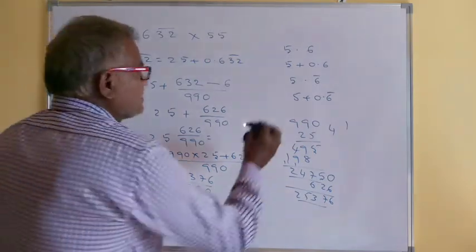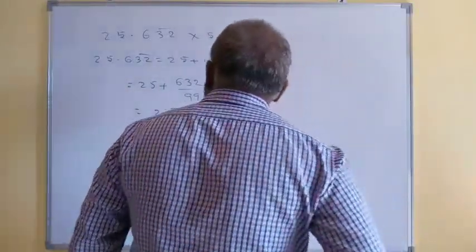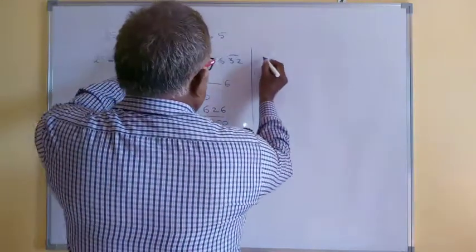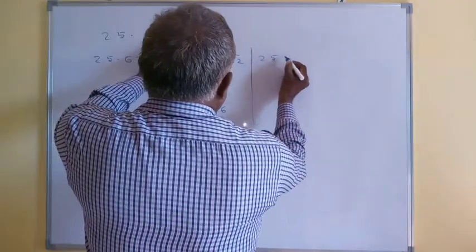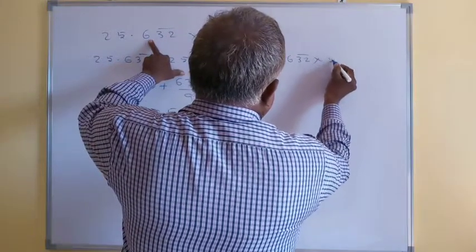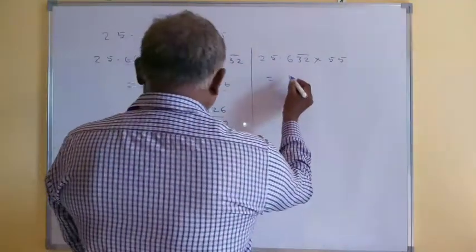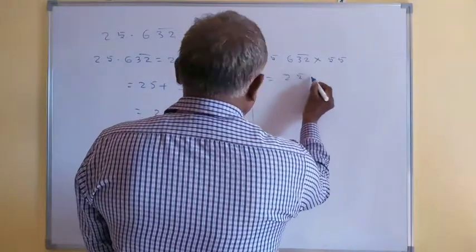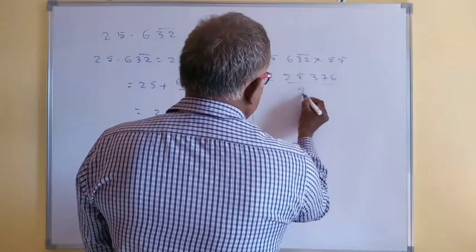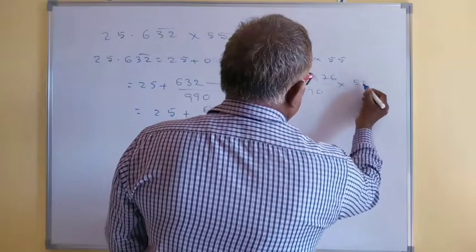Now you see, now I have to cancel the required one. Here required one is 25.632 bar into 55. Okay, this is nothing but this value, 25,376 by 990 into 55.